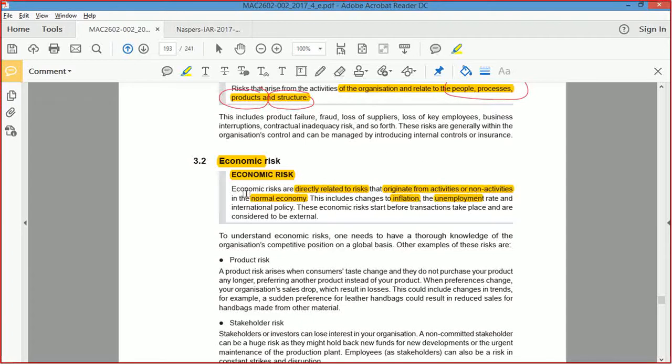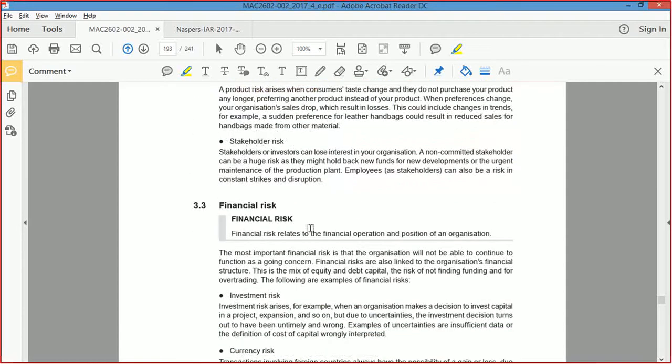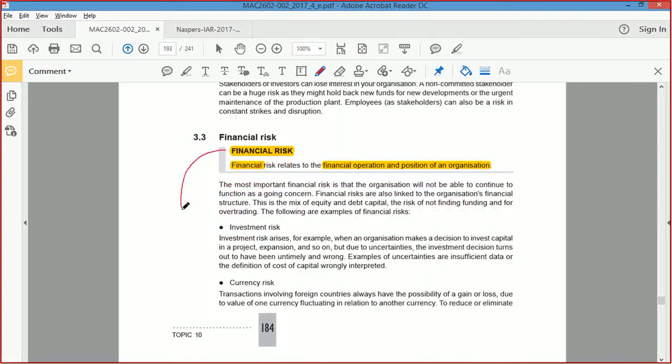Okay, then you've got economic. Again, make it simple for yourself to study. Economic risk relates to the economy. So normal economy. What originates from the economy? How does the economy affect us as a business? Will inflation, will unemployment, will other economic factors affect our business? That's something to consider.